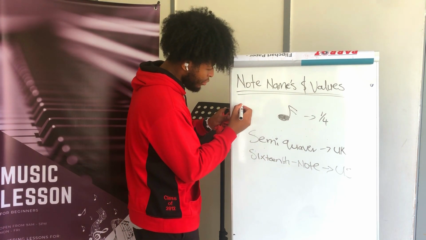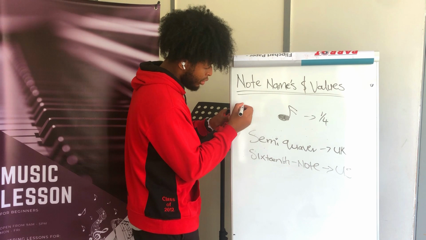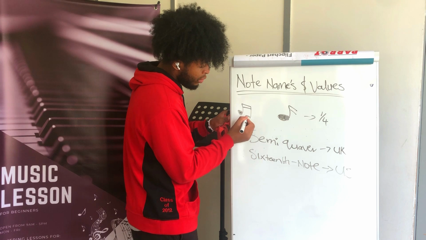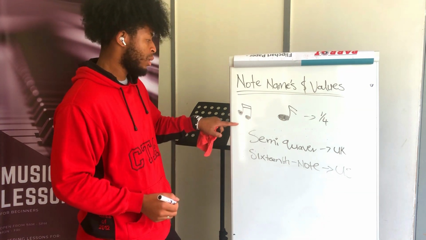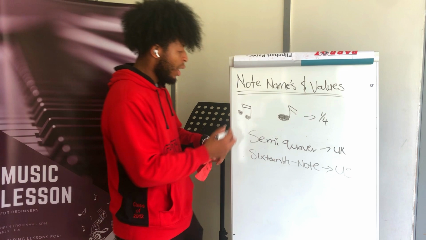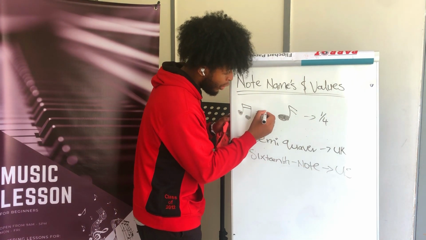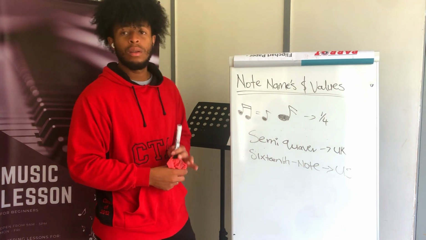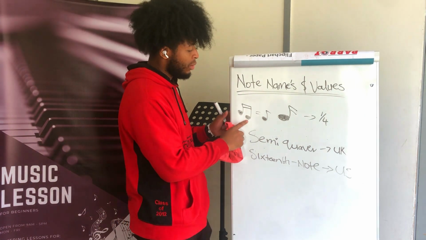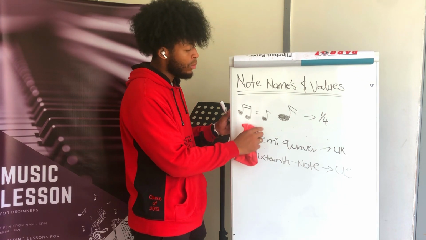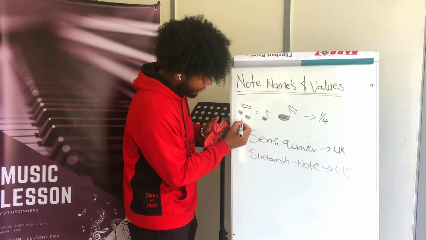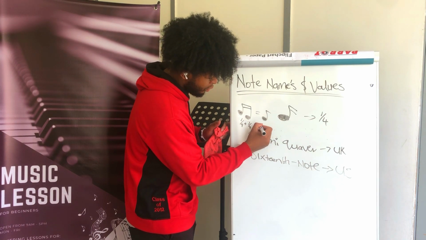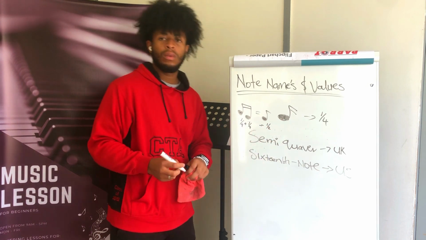This is how you can beam a semi-quaver. Right? This is how you beam a semi-quaver. And this is equal to 1 quaver. Right? A beamed semi-quaver, 2 semi-quavers is equal to, so 1 over 4 plus 1 over 4 is equal to, right?